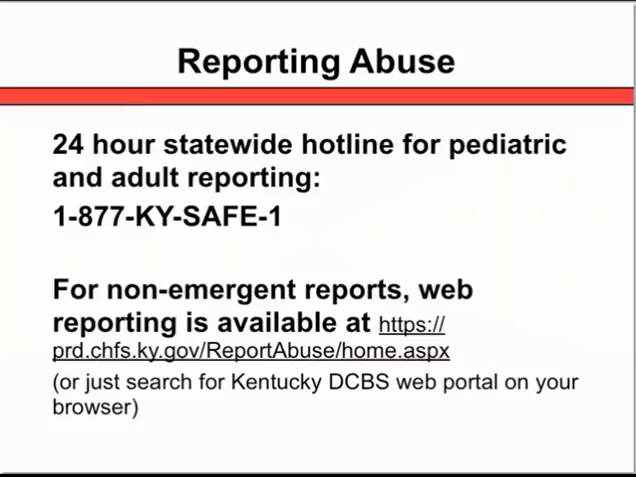For reporting abuse in Kentucky, the 24-hour statewide hotline for pediatric and adult reporting is 1-877-KENTUCKY-SAFE-1. For non-emergent reports from professionals, you can access the web portal through Kentucky DCBS. The address is here, but it's easier to just search for Kentucky DCBS web portal on your browser.